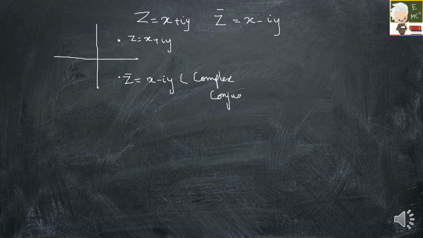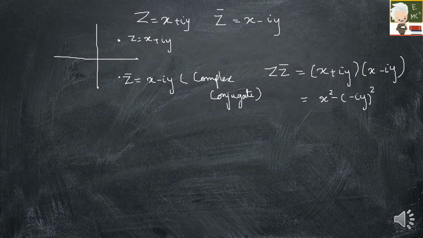These are some of the basic terms which we will be using in complex analysis. And then what is z into z bar? You have to multiply both of these. So x plus iy into x minus iy, which is in the form of a plus b into a minus b. So it will be x square minus iy the whole square. So x square minus, i square is nothing but minus 1, which will be x square plus y square. So this is your answer.